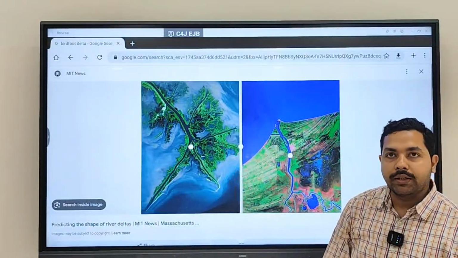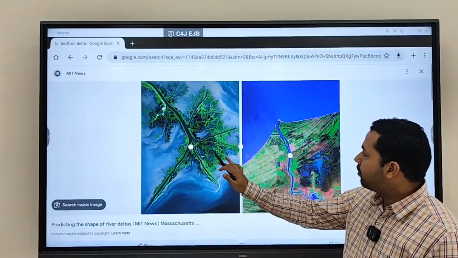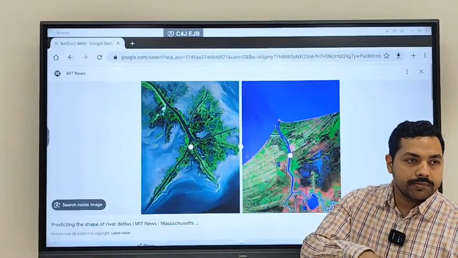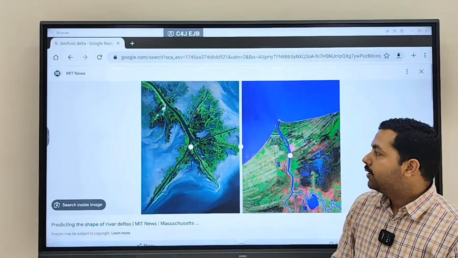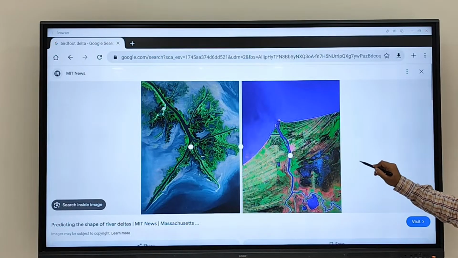Bird foot delta. Earlier, UPSC asked a question: which of the following rivers forms the bird foot delta? They asked this question in the examination. So there's a river called the Mississippi River.